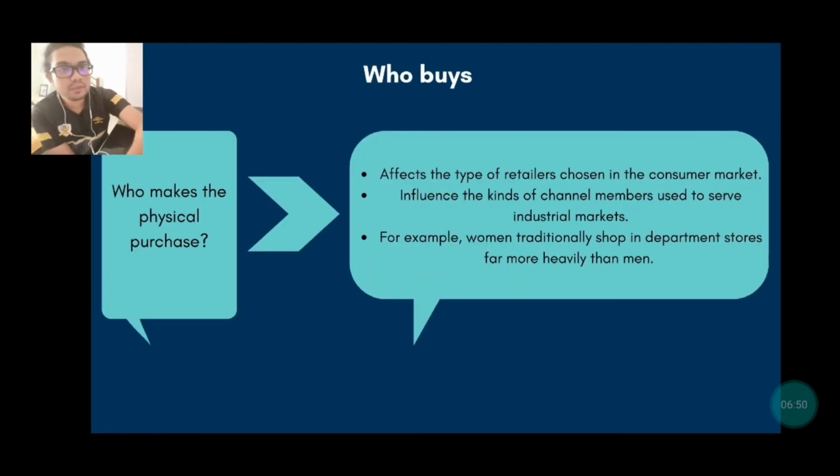And then, who buys, who makes the physical purchase. Okay, firstly they affect the type of retailer chosen in the consumer market. They influence the kind of channel members used to serve the industrial market. For example, women traditionally shop in department stores far more heavily than men.